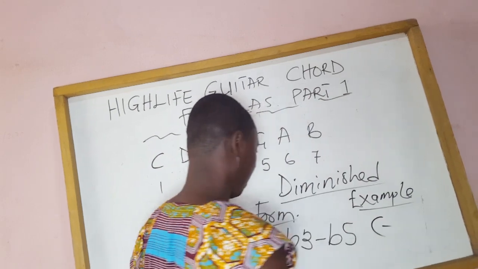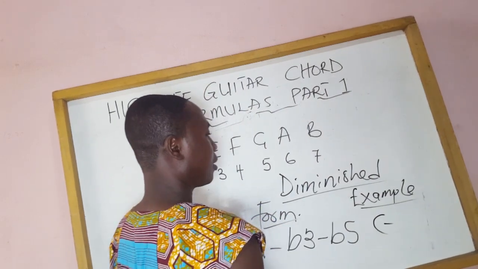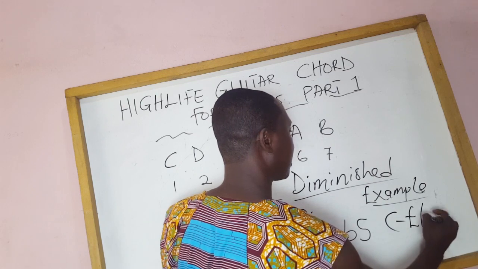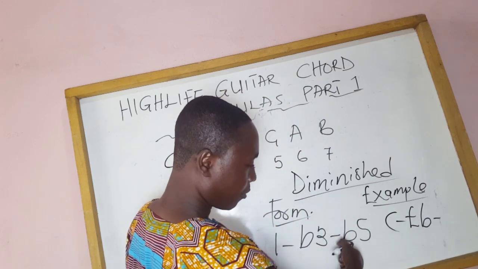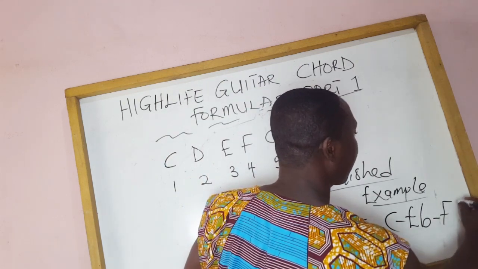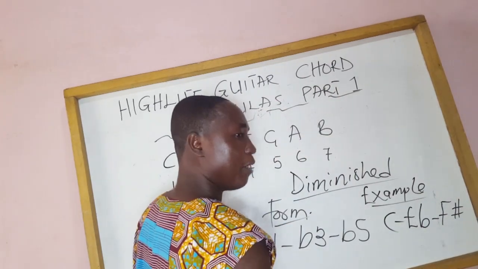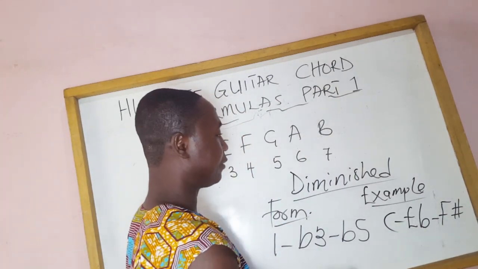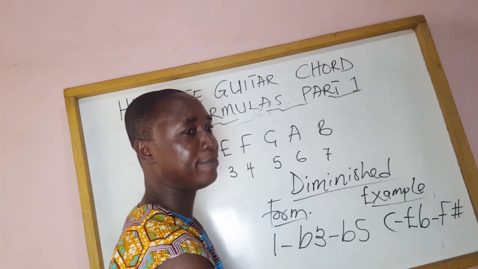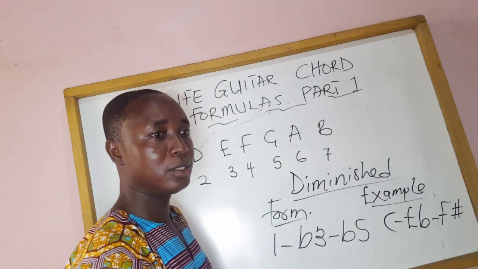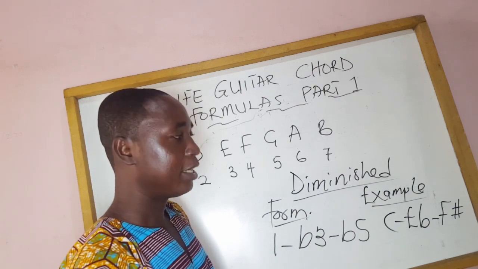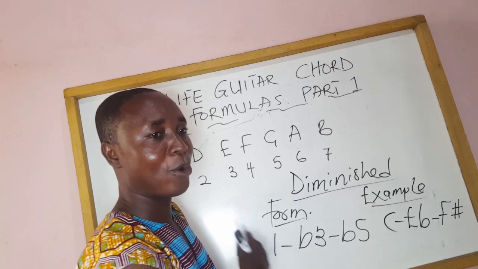C is here, flat 3. So we have E flat, and then we have flat 5. Flat 5 means F sharp. So we have C, E flat, F sharp. Then you get your C diminished chord. So without wasting your time, let's quickly pick up our guitar and look into whatever we have learned on the board.